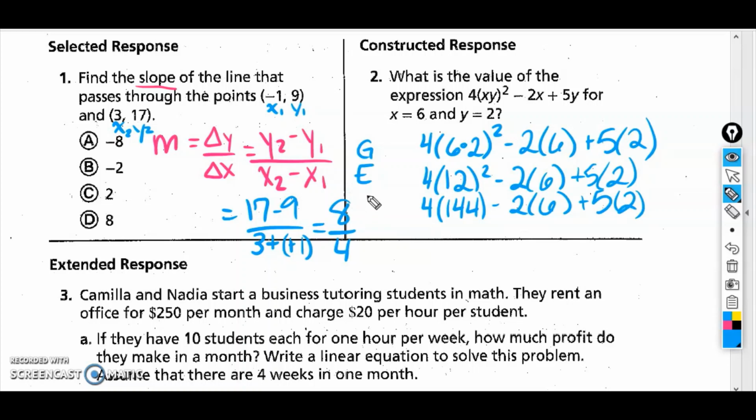So then, in order of operations, you should do any multiplication or division, left to right. Well, I only have multiplication, so I'm going to multiply this together, and this together. So first thing I want to do is 4 times 144, which is 576. 2 times 6 is 12. 5 times 2 is 10. So then I need to do adding and subtracting left to right. So this is my order of operations. So I'm going to do 576 minus 12 first, and then I'm going to take that answer and add 10, and that would be the answer to number 2.